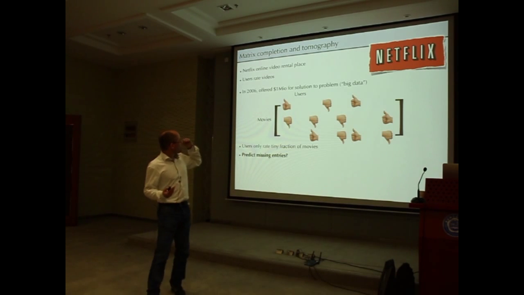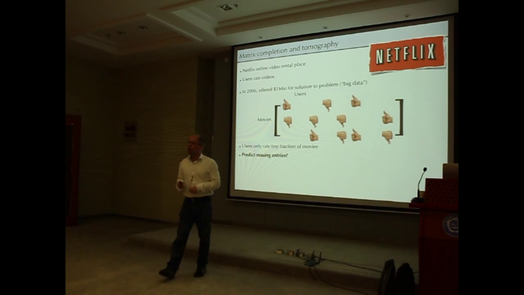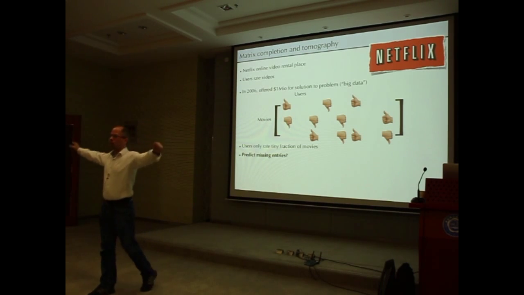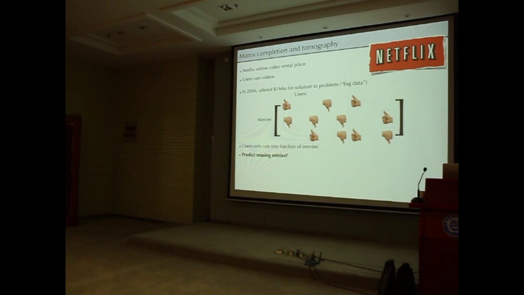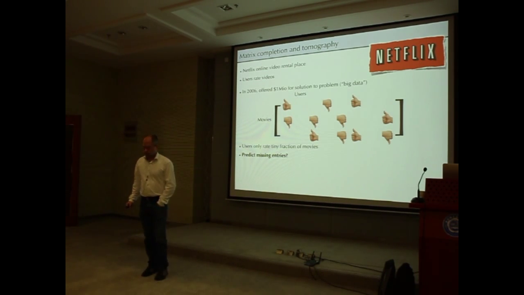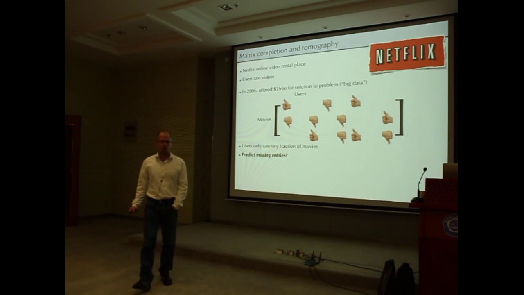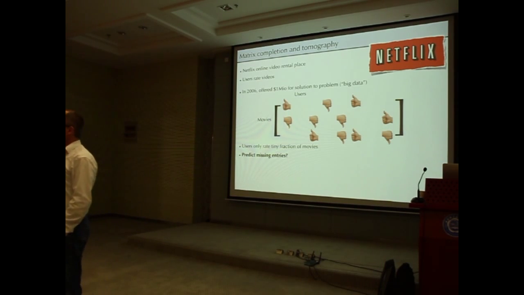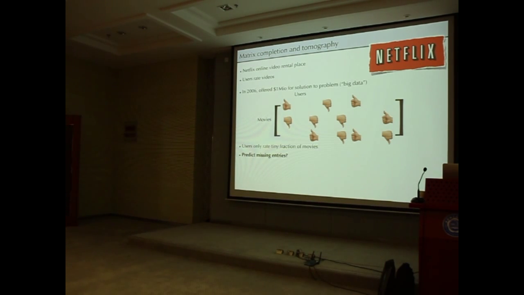So they offered a 1 million award for the solution of the problem of how to fill in the rest of the points of that matrix. So how can I predict the missing entries? It was kind of a $1 million problem. And you say, well, how would I? It's missing, so how can I know? Right? Well, not quite, because, well, tastes are not random.